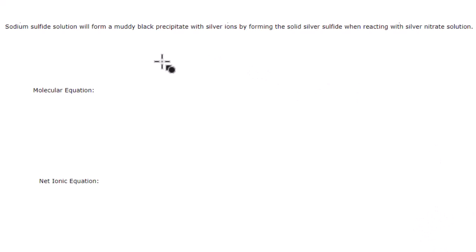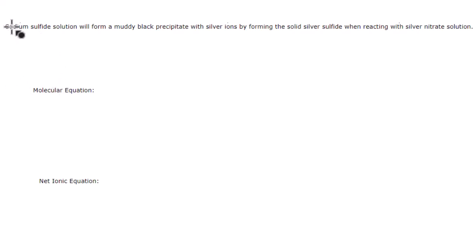Here we have a chemistry problem where we're dealing with solutions and precipitates. In the end, we're going to find out how to do a net ionic equation and a molecular equation, the way the AP chemistry exam would want you to be able to present them.